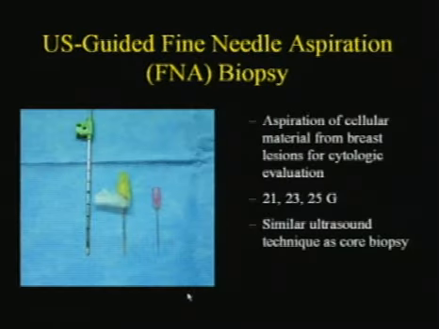Okay, so next I'm going to talk about ultrasound fine needle aspiration biopsy. We just talked about core biopsy. This is a 14-gauge core biopsy needle. And then this is what we're talking about now, which is a 25-gauge needle. With this 25-gauge needle, we aspirate the cellular material from the breast lesions for cytologic evaluation. And the technique is similar to core biopsy. However, there's no throw of the needle. Also, no skin nick is needed.